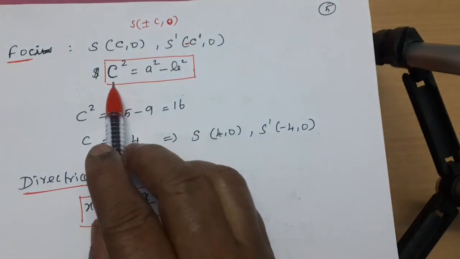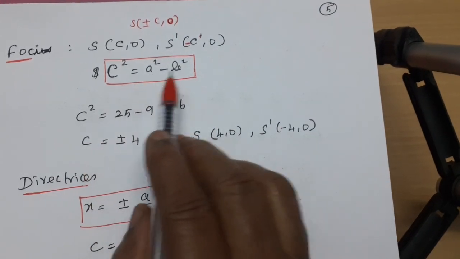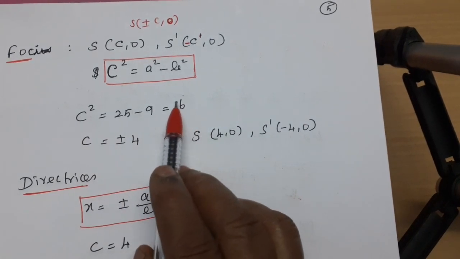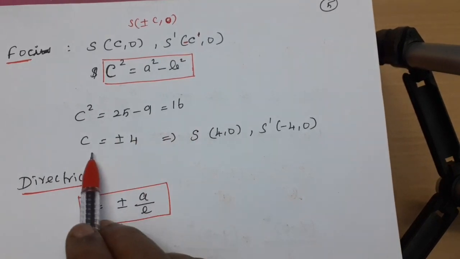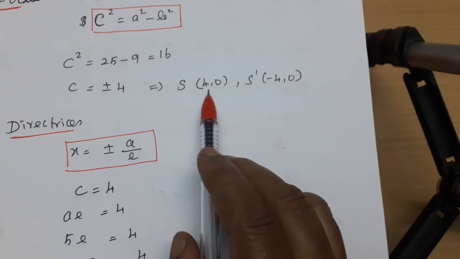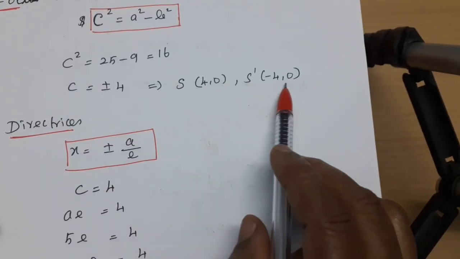So what is our c square formula? c square equals a square minus b square. c square equals 25 minus 9, which is 16. So c square equals 16 means c equals plus or minus 4. Therefore, what is our focus? S is c comma 0 and minus c comma 0, therefore 4 comma 0 and minus 4 comma 0.